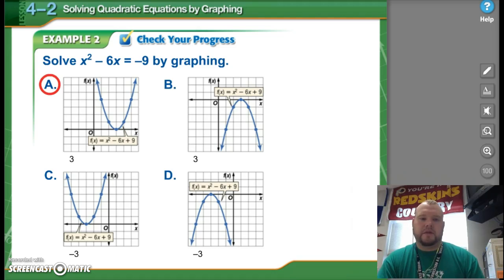And the answer to this problem is A. The only solution, you can look right here, or you can look right here, the only solution is that x equals 3. 3, 0 is our vertex.